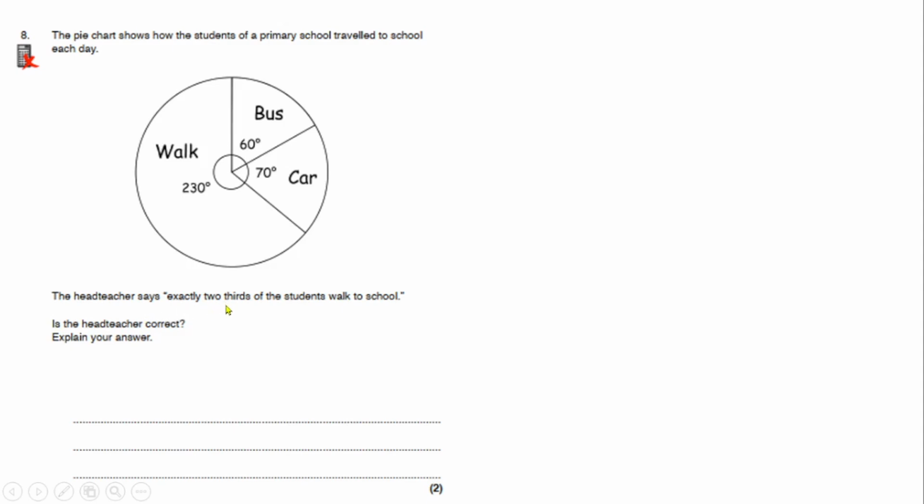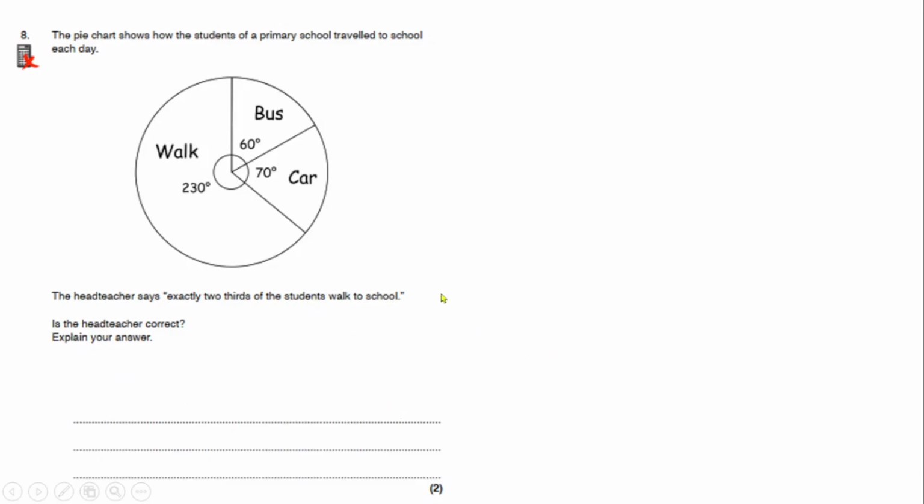So how do we know? We need to verify. So 2/3 of the whole angle. The sum of angles in the circle is 360 degrees. So if we find 2/3 of 360 degrees, will it give us 230 degrees? If 2/3 of 360 degrees gives us 230 degrees, then it's right. But if not, that means it's wrong.